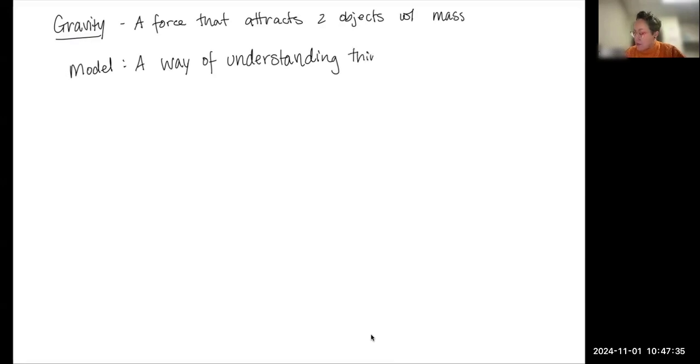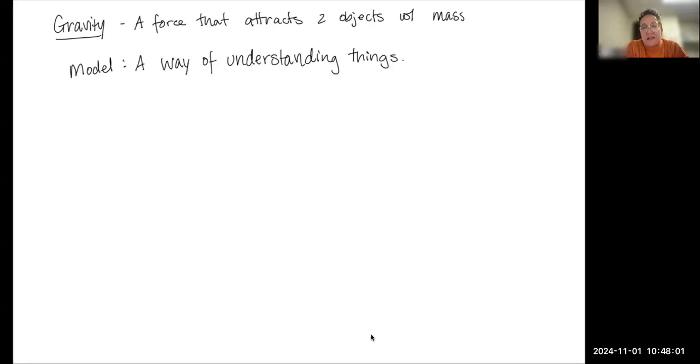But models are not the reality of the thing. Let me use an example. Later this year, we're going to talk about light. And you may already have learned a little bit about light. Maybe you know that sometimes we think about light as a ray, sometimes we think about light as a wave, sometimes we think about light as a particle. And the reality is that it is none and all of these things at the same time.